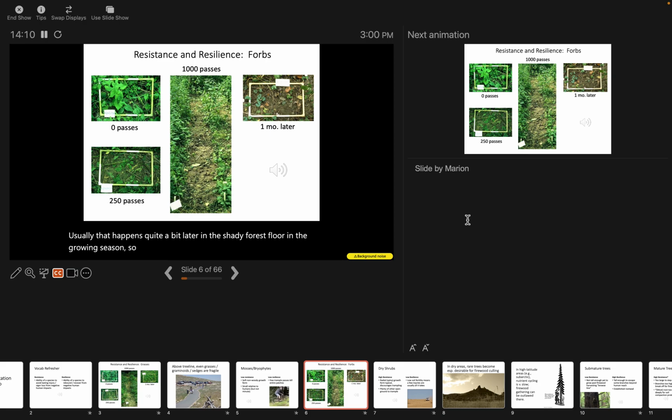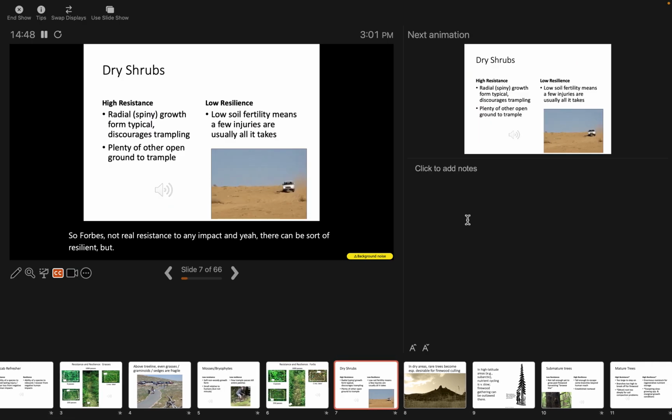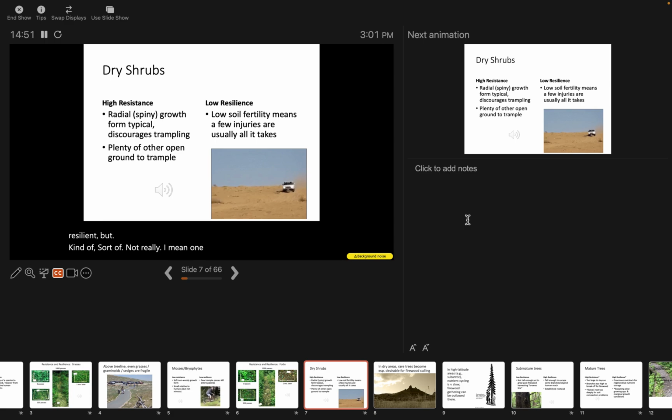So most of this thing's season is vulnerable to getting trampled pre-seeding out, and we're relying on the existing seed bank in that soil so it can grow back. It's going to go back to 0% impact, but we're going to have to wait 365 days for it to do that, or 350 days if we're 15 days into the growing season when the trampling happens, and so forth. Okay? So forbs, not real resistant to any impact. And yeah, they can be sort of resilient, but kind of, sort of, not really. I mean, a 1-year time scale isn't great.